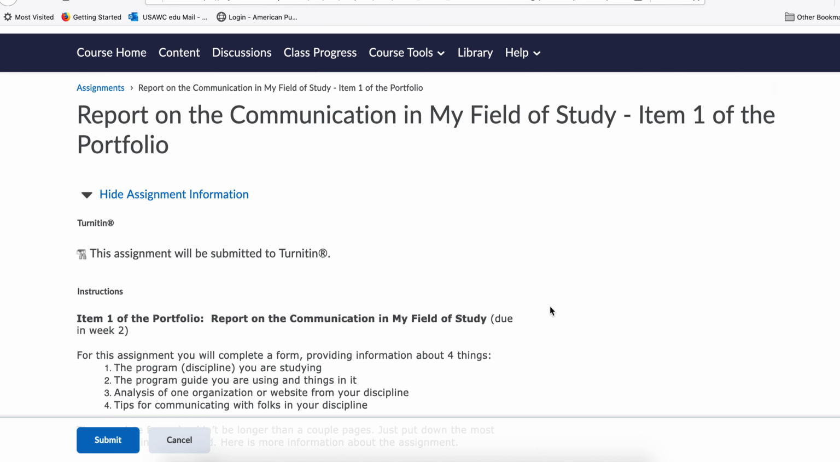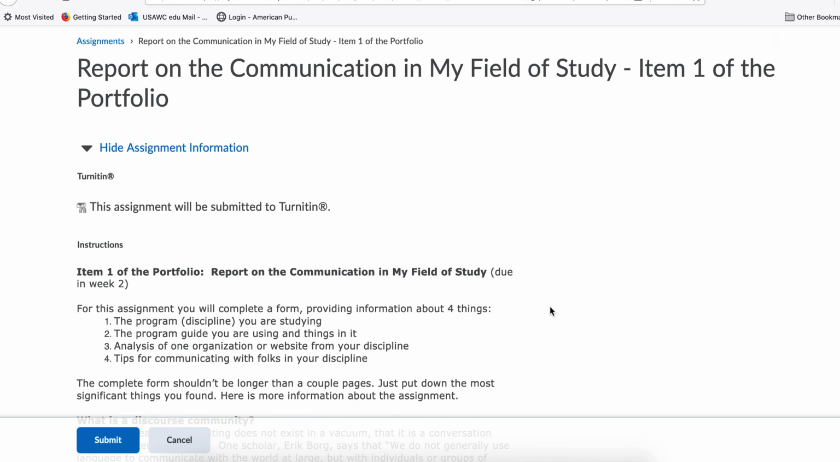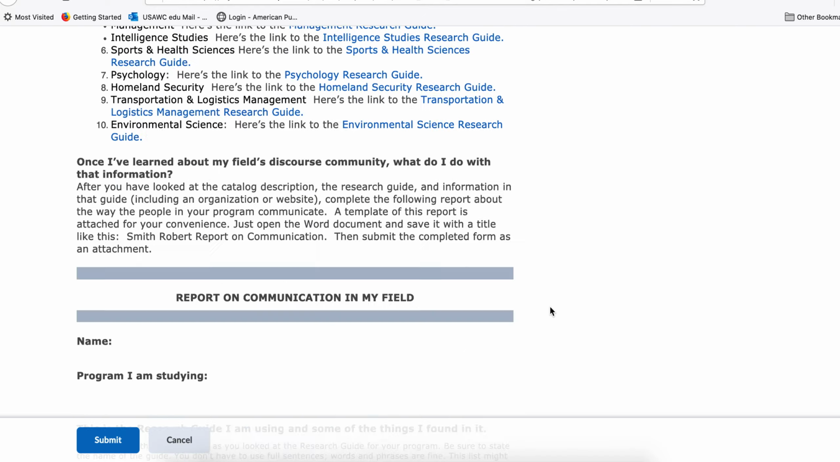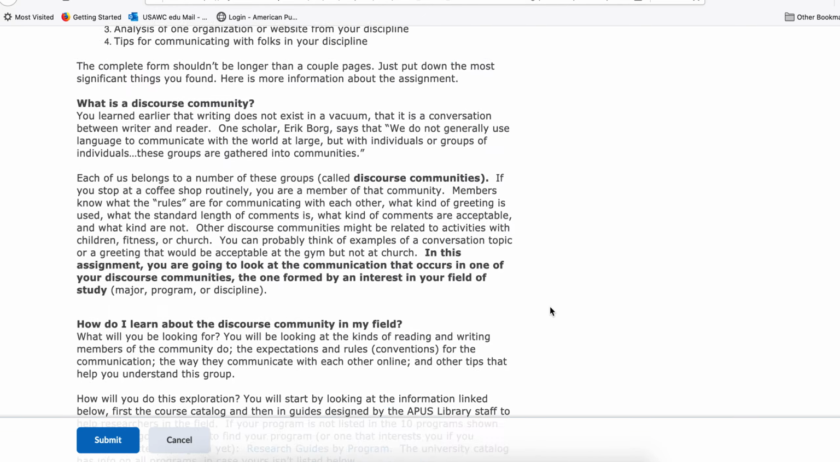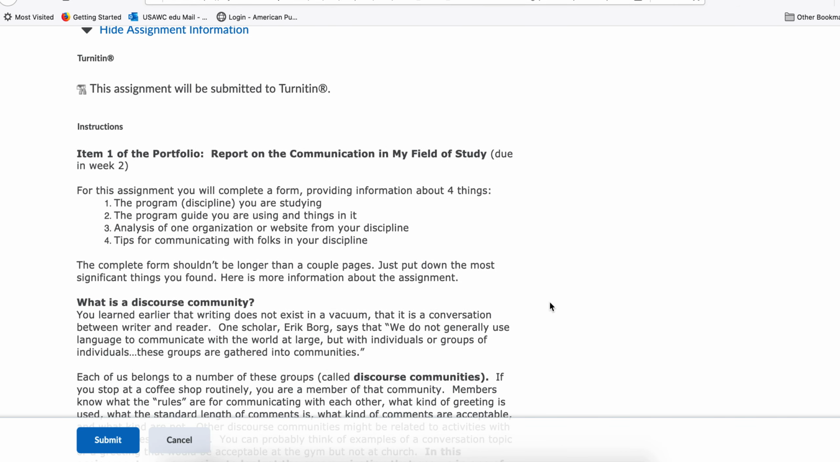All right, so finally, you have one little assignment left, and that is the report on the communication in my field of study. Now, it sounds really confusing, especially since there are so many words. It's very wordy, the assignment.